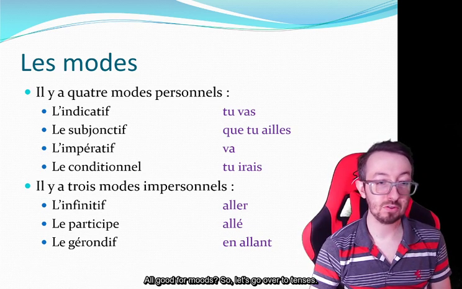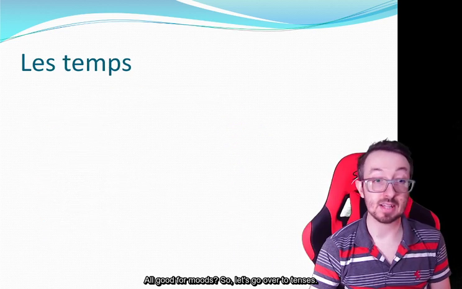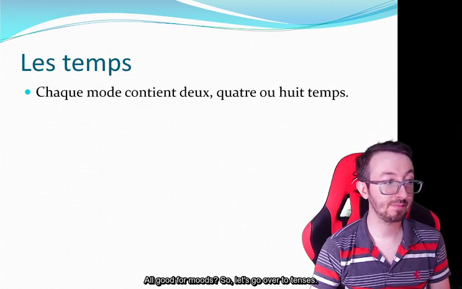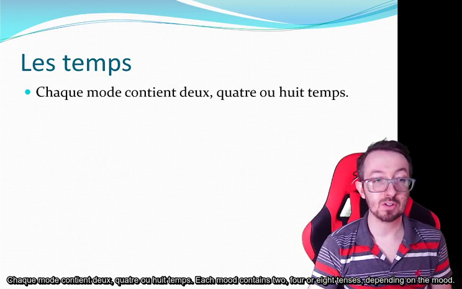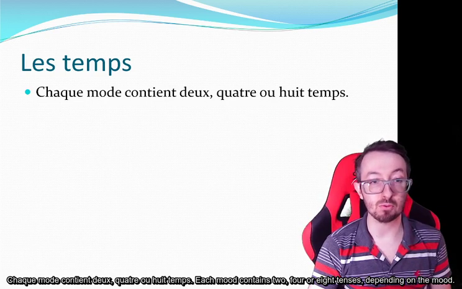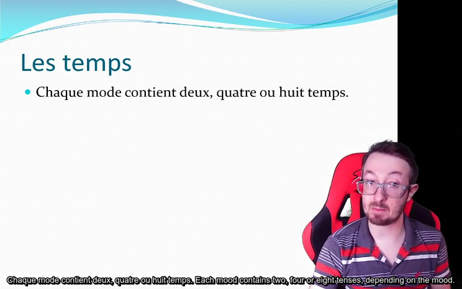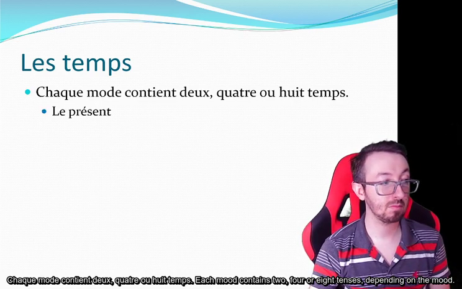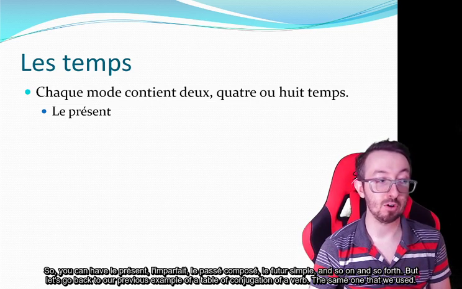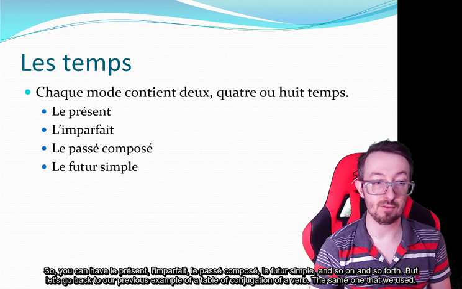All good for moods? So let's go over to tenses. Chaque mode contient 2, 4 ou 8 temps. Each mood contains 2, 4, or 8 tenses, depending on the mood. So you can have le présent, l'imparfait, le passé composé, le futur simple, and so on and so forth.